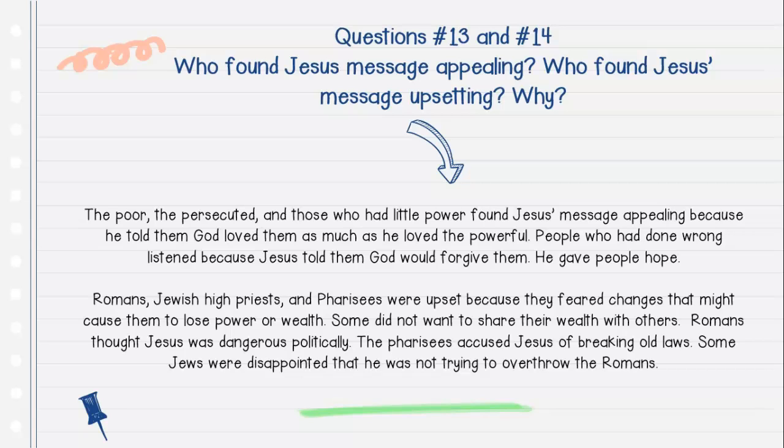He gave people hope. Romans, Jewish high priests, and Pharisees were upset because they feared changes that might cause them to lose power or wealth. Some did not want to share their wealth with others. Romans thought Jesus was dangerously political. The Pharisees accused Jesus of breaking old laws. Some Jews were disappointed that he was not trying to overthrow the Romans.